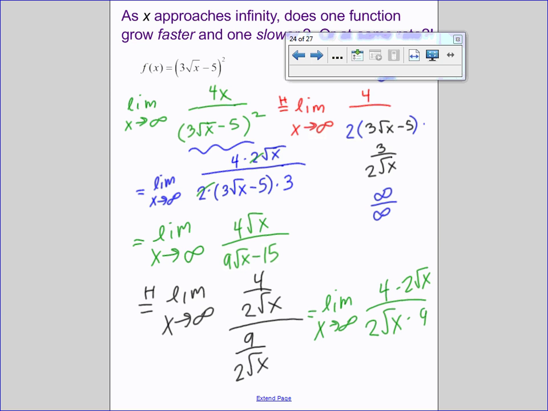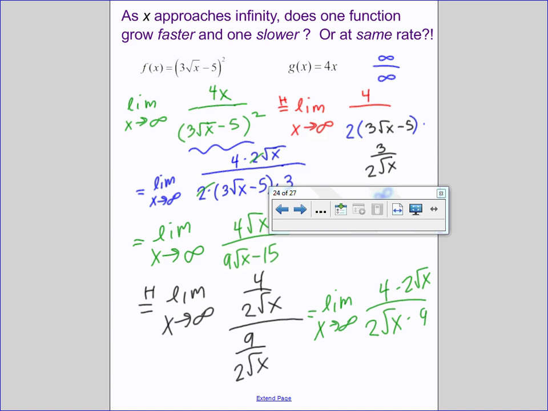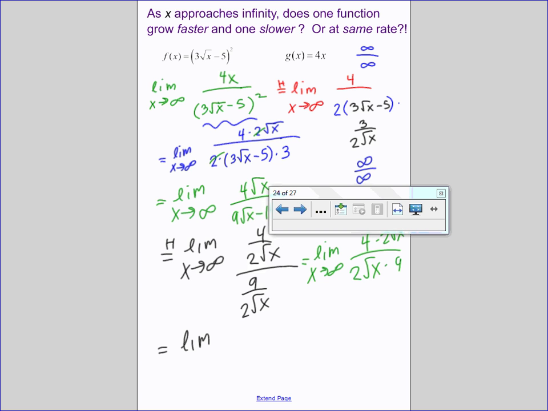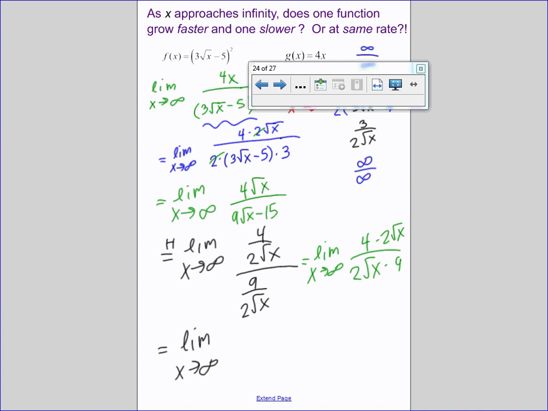Or alternatively, if we had chosen to put f on top, we could have algebraically simplified this without using L'Hopital's rule at all by rewriting this 4x as a radical. And that's okay. And so if we want to group this algebraically like this to finish out this student's approach, I'm going to do it like this.